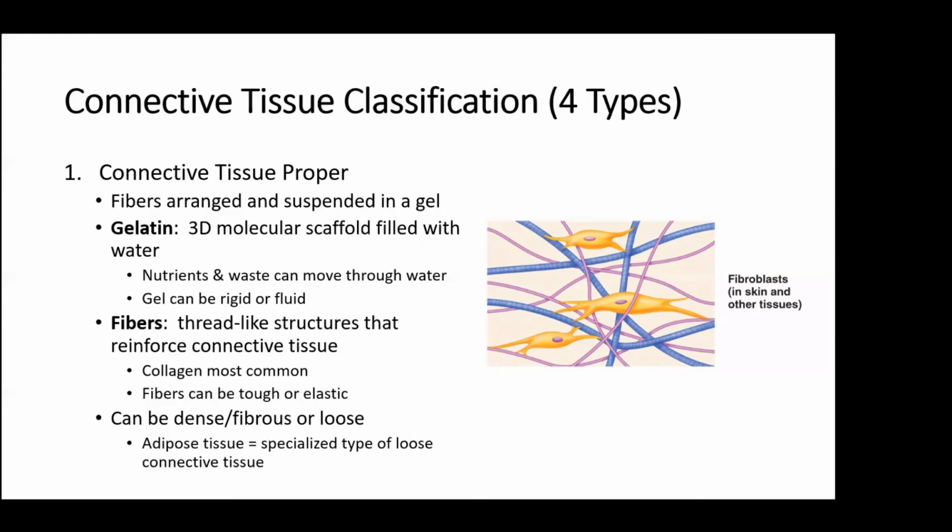Connective tissue can be dense or fibrous, or it can also be loose. Specifically, adipose tissue is a type of loose connective tissue. So that's fat, basically. Fat deposits in your body are made up of adipose tissue, which is a specialized type of loose connective tissue.